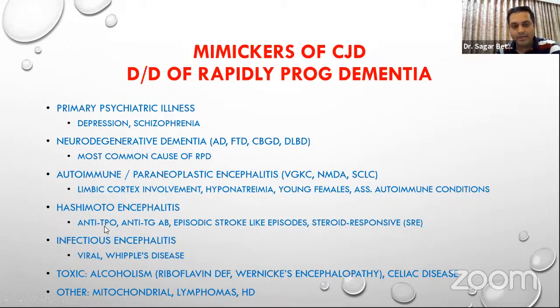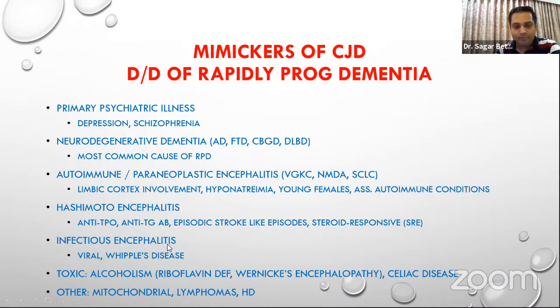antibodies. But we should keep in mind that anti-TPO antibodies are present in 10% of the normal population as well, especially in people who have a history of thyroid disease. So we should be aware before we make a diagnosis of Hashimoto's. But by definition, it is a steroid responsive encephalitis.